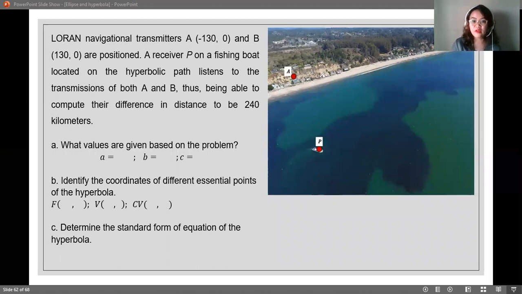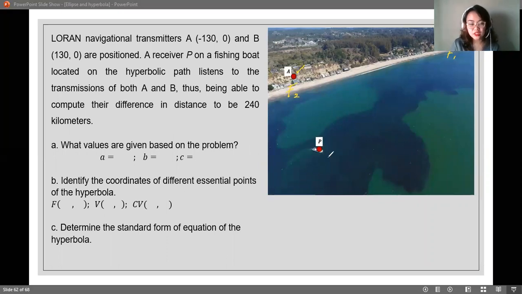So if I would be solving this, I would begin by plotting the points, or identifying the hyperbola itself. So you have point A here and point B as your transmitters. Since these two are your transmitters, these would serve as your foci. So this would be focus 1 and focus 2. And then this is a point in the hyperbolic path.